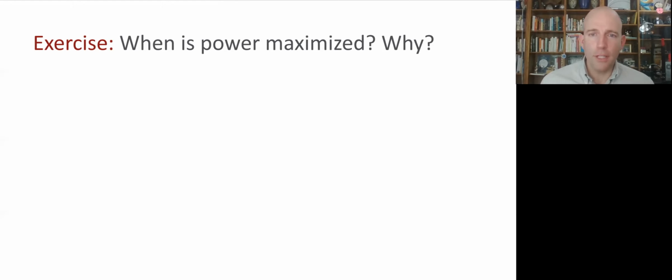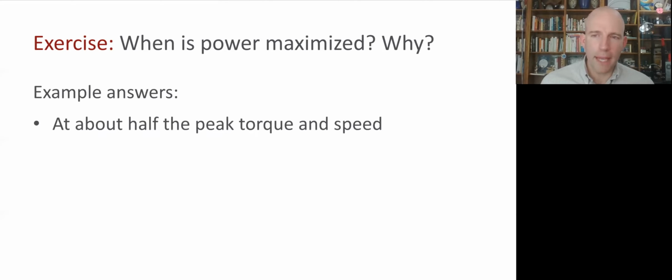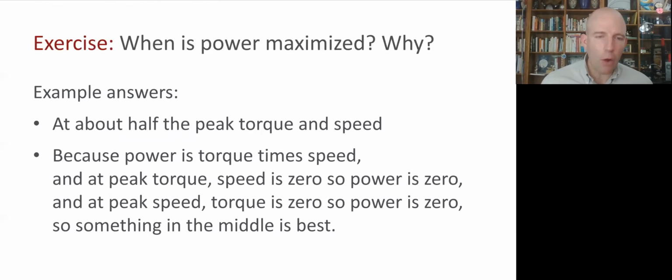All right, so in this case, power is maximized at about half the peak torque and about half the peak speed. And why does it happen? Well, because power is torque times speed. And so if you're at the peak torque, then you have 0 speed and no power. If you're at the peak speed, then you have 0 torque and no power. So something in the middle is best. And it turns out, this will be quadratic with a maximum halfway between the two.